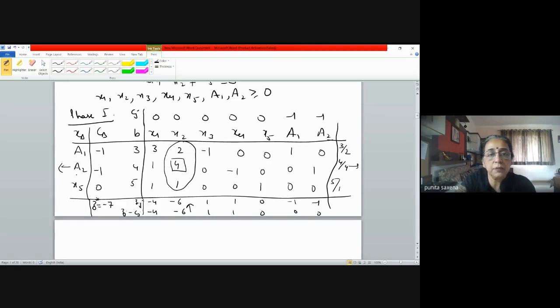Now A2 leaves the basis means 4 becomes your pivot element. So we have to make this 4 1. So we change R2 to R2 by 4 and then change R1 and R3 with appropriate transformations to make this 2 and this 1 0. Okay.